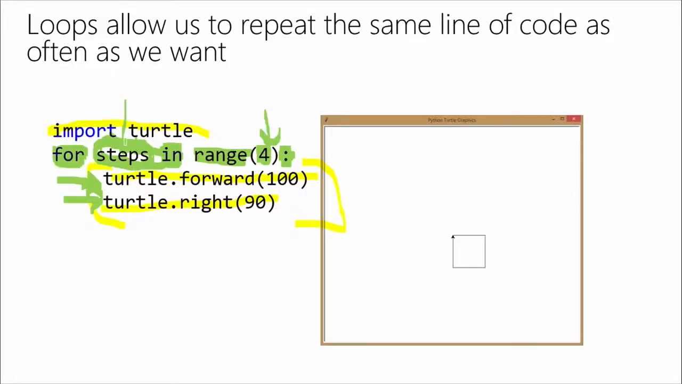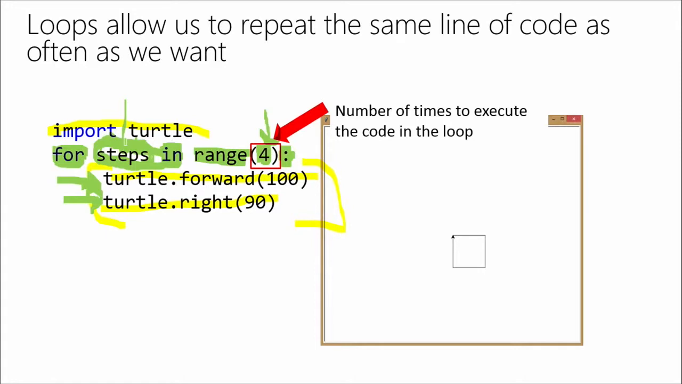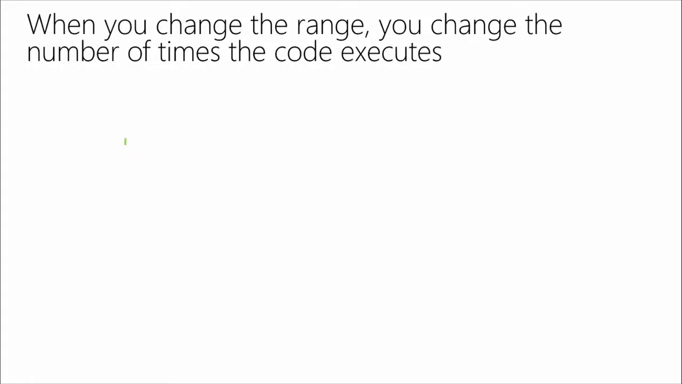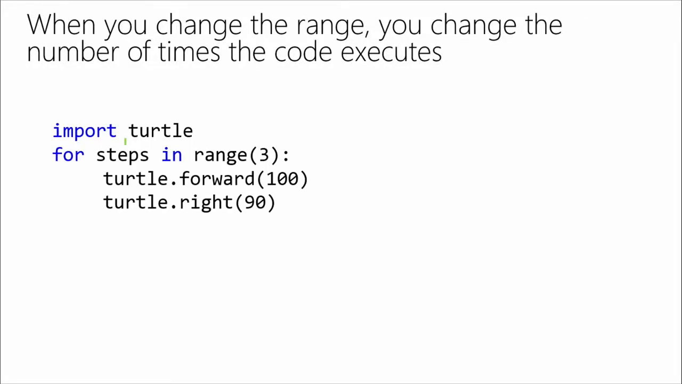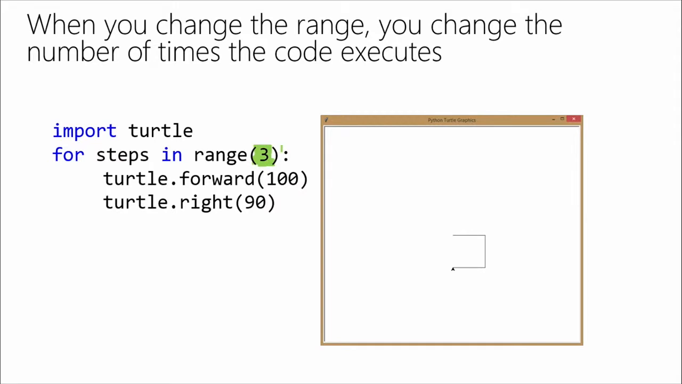Now we've taken a look at the syntax. And so you can see we specify the number of times to execute the code in the loop. You have to indent the code you want repeated. And if you change the range value here, so here I've changed it to 3, that means my loop is only going to execute 3 times. So if I was to execute this code, I end up with an incomplete square because it only drew 3 lines on the screen. So you can see how changing the range changes the number of times the code is repeated.